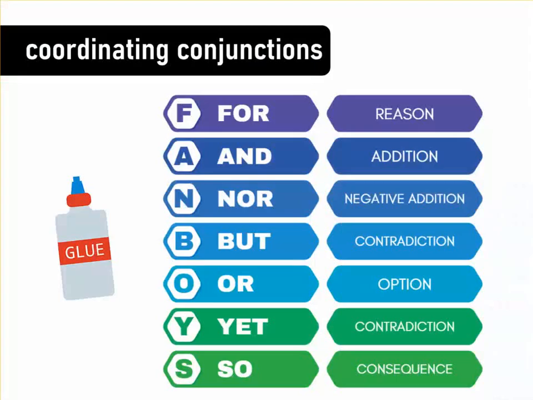Right! Coordinating conjunctions connect words, phrases, or independent clauses that are grammatically equal. They're kind of like glue that holds parts of sentences together. Common coordinating conjunctions are the FANBOYS, which include for, and, nor, but, or, yet, and so.